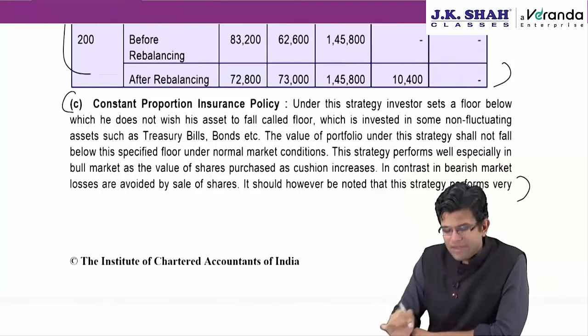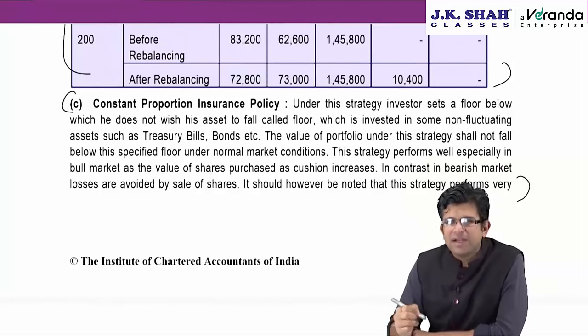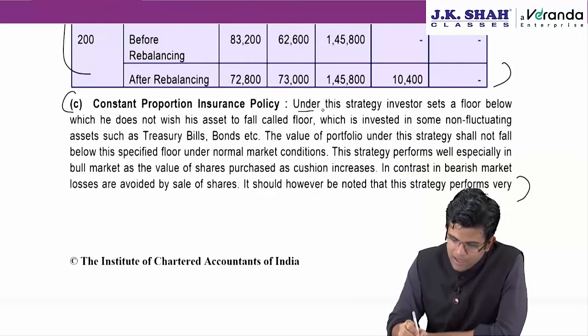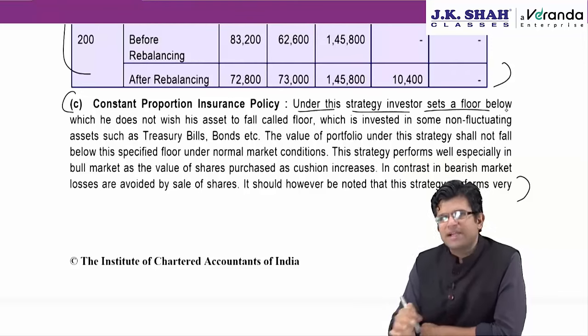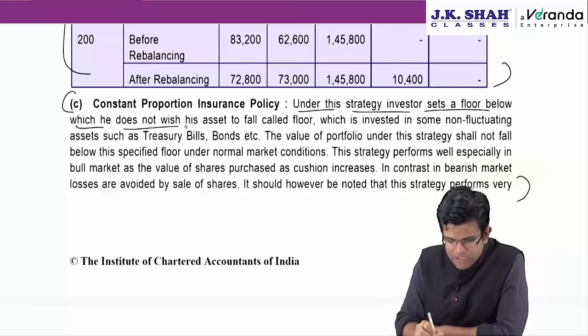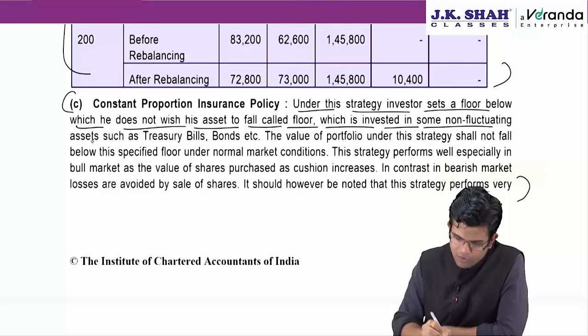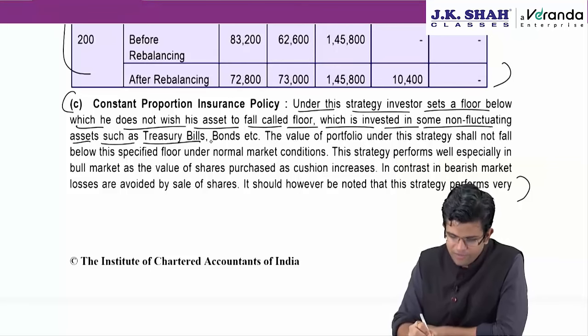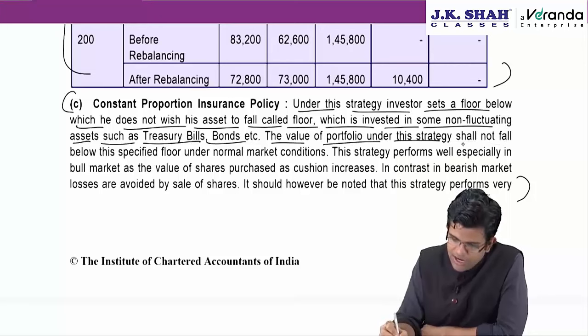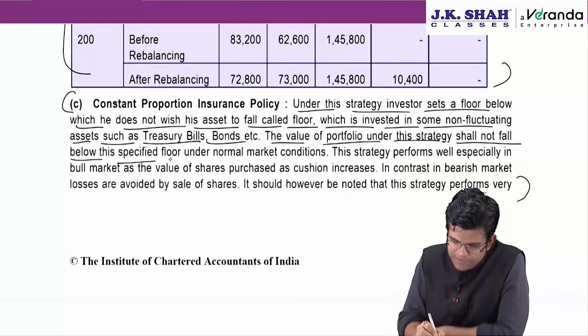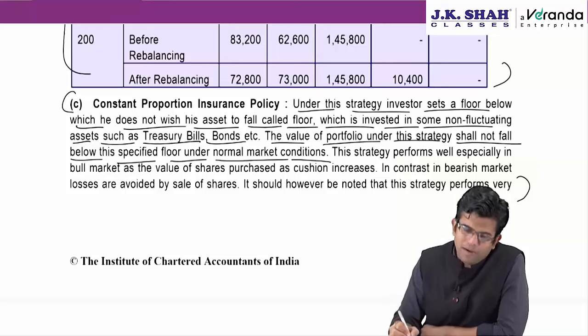Very simple. In fact, this particular policy we can understand very easily through an example. Still, I will read it once for you. Under this strategy, the investor sets a floor below which he does not wish his asset to fall, called the floor, which is invested in some non-fluctuating assets such as treasury bills, bonds, etc. The value of the portfolio under this strategy shall not fall below this specified floor under normal market conditions.